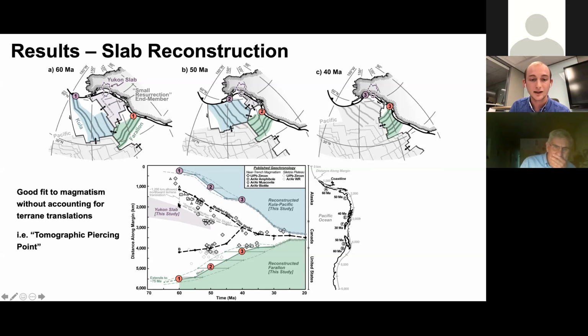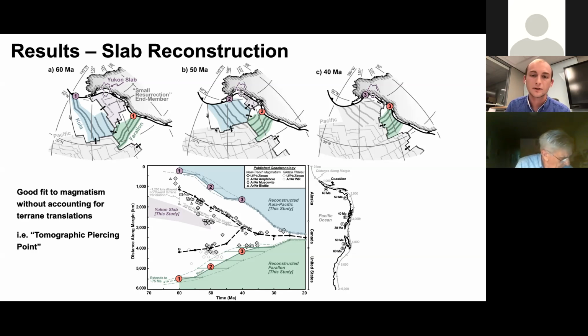What we can see is that the easternmost position we can place that ridge before intersecting the Yukon slab allows for around 1,200 kilometers of northward terrain translation of the Chugach terrane. So even when we consider possible terrane translations, they do still fit within our unfolded slab reconstruction.